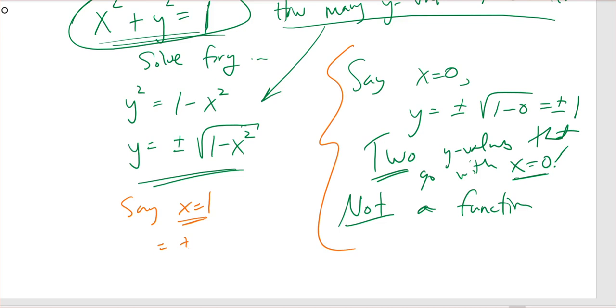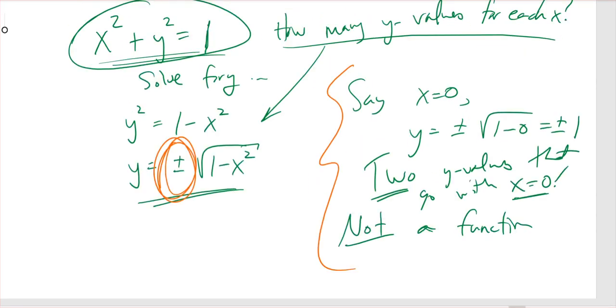Long story short, we're looking for this plus or minus business. If that is present, then we know that we're going to be able to generate more than one y value for certain x values. All right, so that's it for section 1.3.